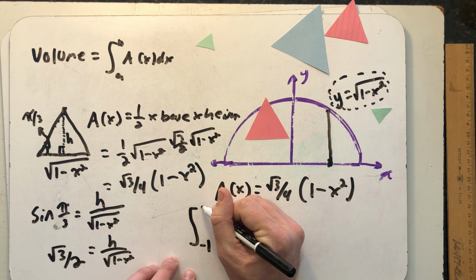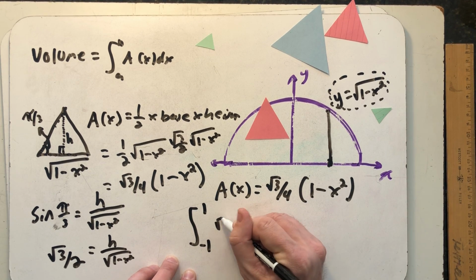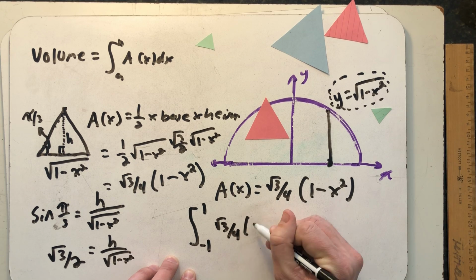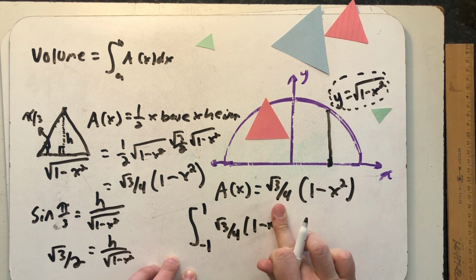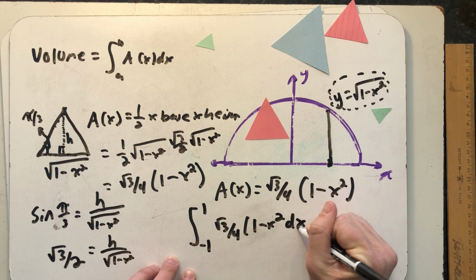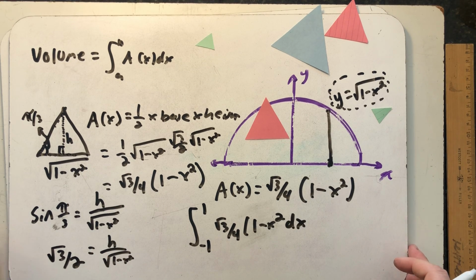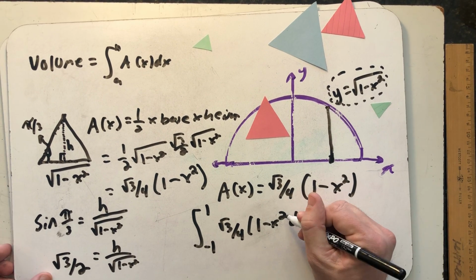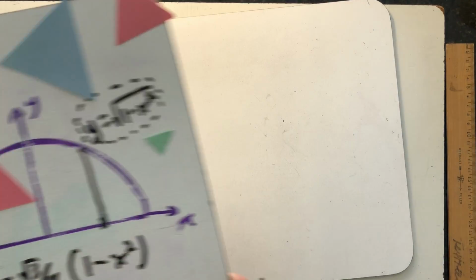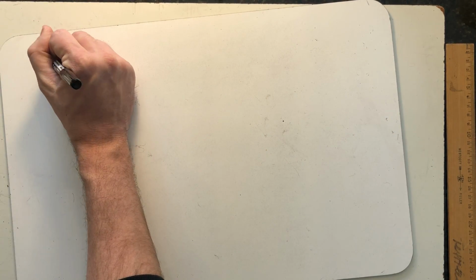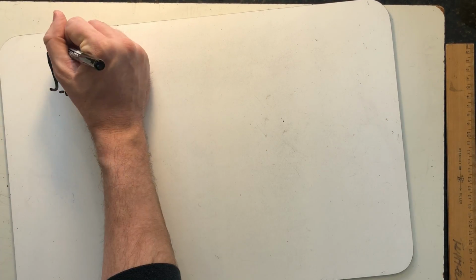So we'll be integrating from -1 to 1, root 3/4 times 1 minus x squared dx. And there's nothing particularly challenging about that integral, so I'm just going to move it to another board and we'll evaluate it. But I think I want to do something a little sneaky.